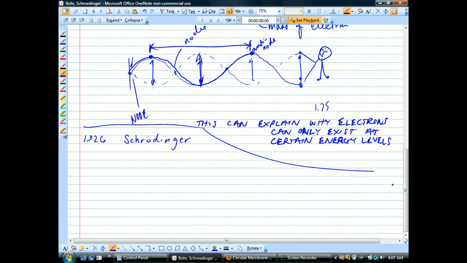Then we have this guy named Schrödinger. He says, all right, if electrons are waves, let's apply the full weight of wave mechanics to the electron. So this guy's a physicist, he knows all about waves, and he writes this equation. Now I'm just going to show this to you. Obviously we're not going to do calculations with this. This is the equation for the electron wave, written by Erwin.